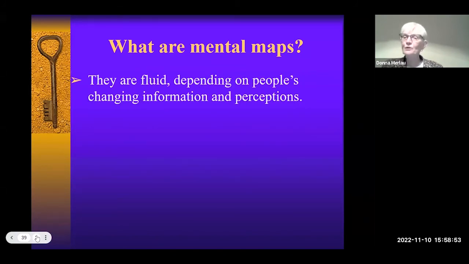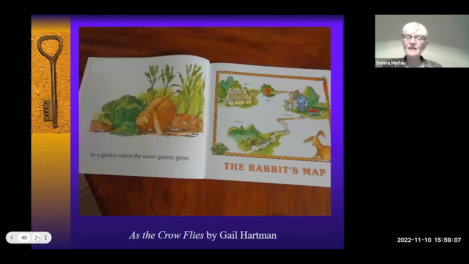So mental maps are fluid. We add to them. We change them all the time. And they're informed by information and perceptions. Smells, sounds, sights. Go ahead. So in this case, I'm using As the Crow Flies, which is in the 2nd grade. And As the Crow Flies shows me Rabbit's activity space. This is where Rabbit is moving around. It's the garden. It's his home. It's that zone. It's a map, but it's the mental map of where Rabbit is, seen from the air by the crow. Okay.